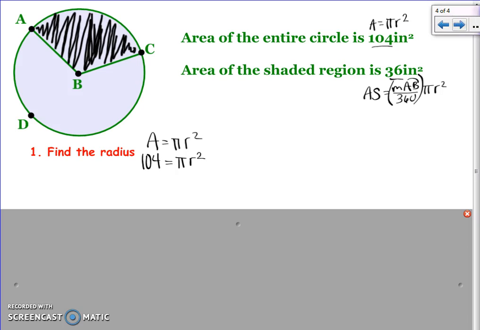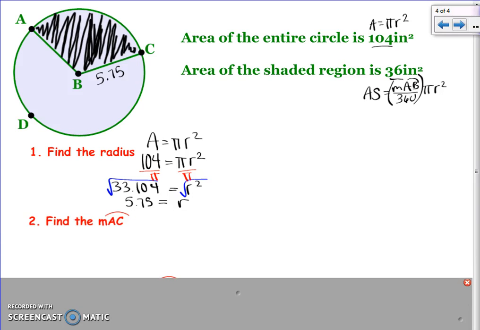How do we solve for r? Okay, so we got 33.104. And then the last step. Square root that thing. What is the radius? Okay, so we can just throw that right on the picture right here. We know the radius is 5.75, so we can use that when we're answering this next question right here.